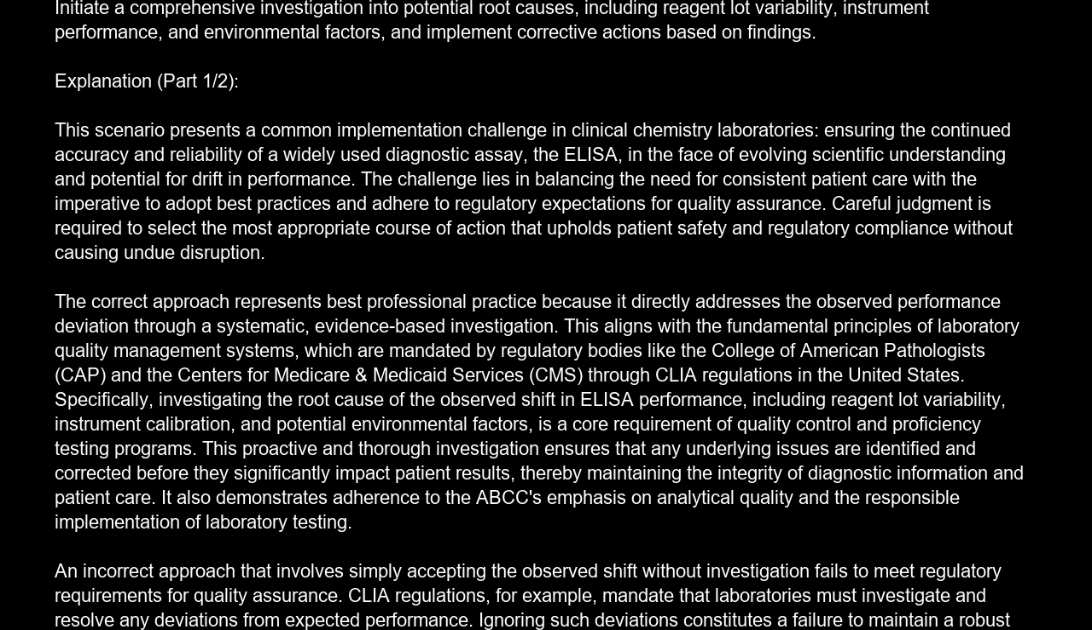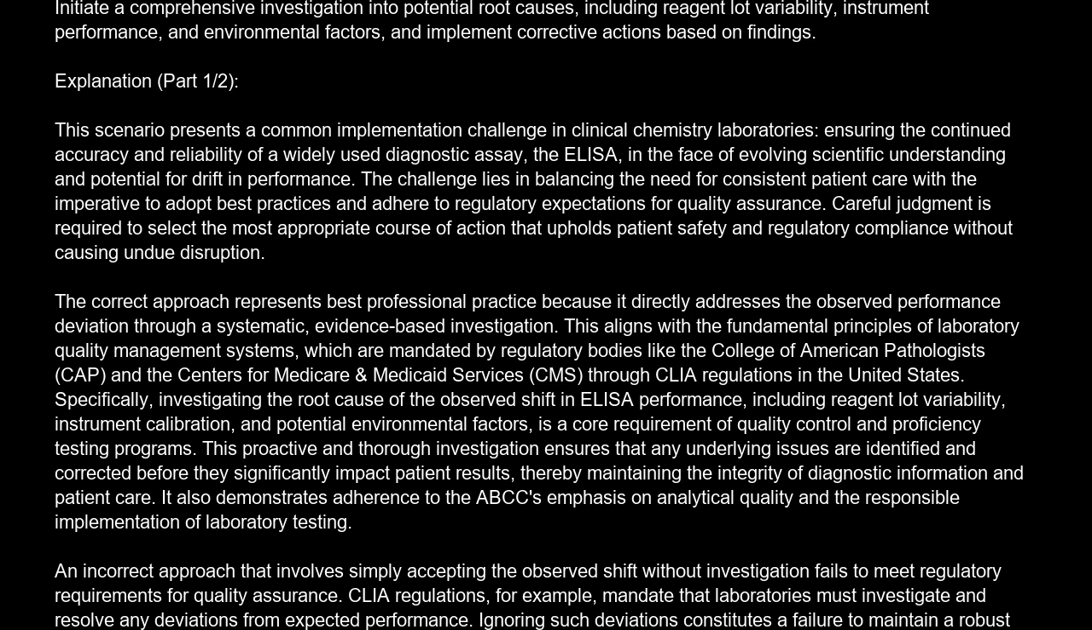causing undue disruption. The correct approach represents best professional practice because it directly addresses the observed performance deviation through a systematic, evidence-based investigation. This aligns with the fundamental principles of laboratory quality management systems, which are mandated by regulatory bodies like the College of American Pathologists, CAP, and the Centers for Medicare and Medicaid Services, CMS, through clear regulations in the United States. Specifically, investigating the root cause of the observed shift in ELISA performance, including reagent lot variability, instrument calibration, and potential environmental factors, is a core requirement of quality control and proficiency testing programs.